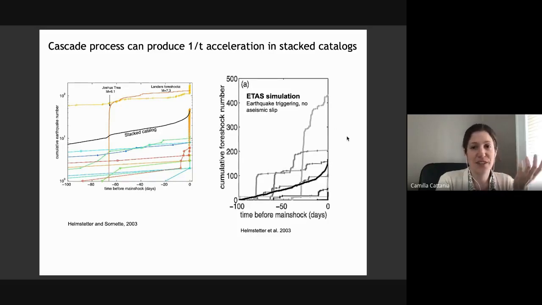And it's also interesting to know that this 1/T acceleration is fully consistent with a cascade model when you're looking at stacked catalogs. On the other hand, in our case, we saw a hint of the acceleration even when we were looking at a single sequence. And most importantly, we know that we have a lot of aseismic slip happening in these simulations. So even though the cascade model could explain the acceleration in the stacked catalogs, we know that there must be additional loading from aseismic slip going on just because there is so much creep on the fault.